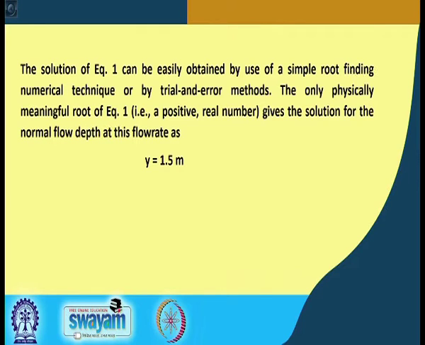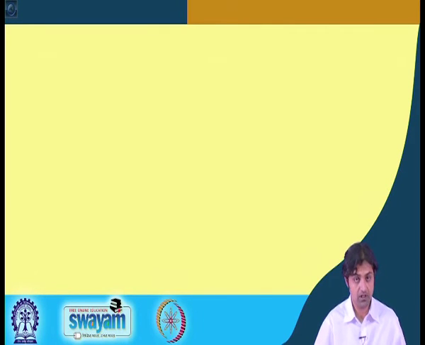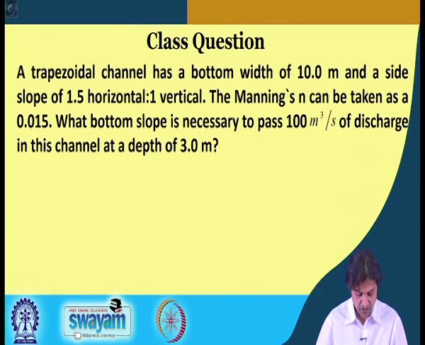Now, we are going to solve another question at the beginning of this lecture itself. It says a trapezoidal channel has a bottom width of 10 meter and a side slope of 1.5 horizontal to 1 vertical. The Manning's n is also given as 0.015. Now, the question is, what bottom slope is necessary to pass 100 meter cube per second of discharge in this channel at a depth of 3 meter?